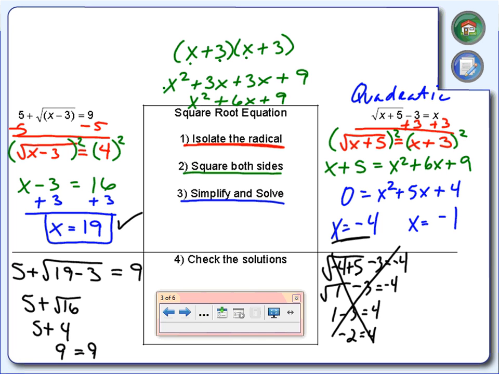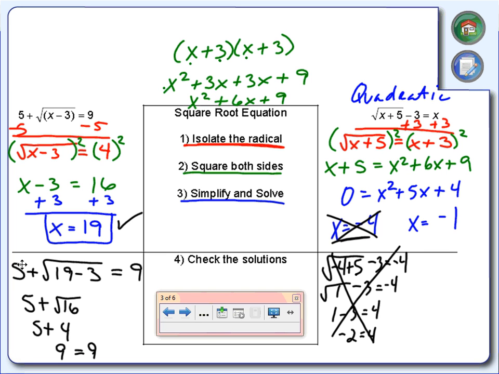So even though we found our solution with quadratic or with the graphing method, this -4 that we found is not working for us. So we can't include it as part of our solution. We got to get rid of it. That's something called an extraneous solution. It's a solution, but when you plug it in, it doesn't work. So we got to get rid of it. We're not going to include that as part of our solution.